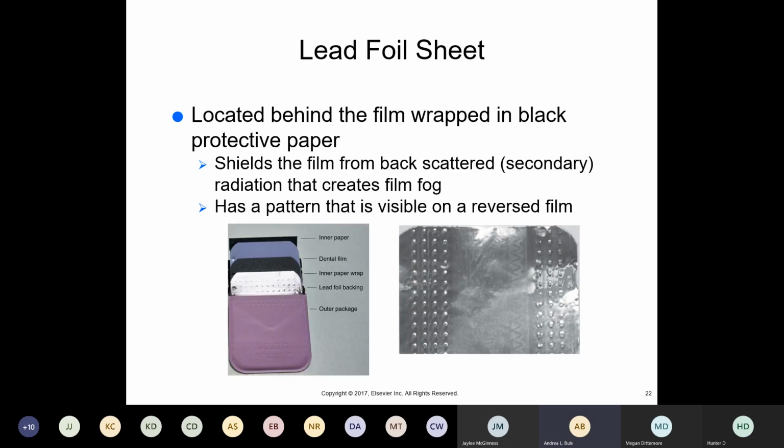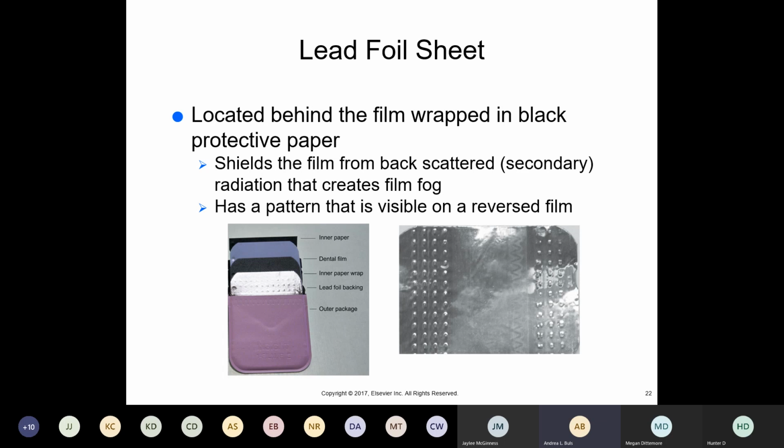Then, like I said, there's the lead foil sheet that is located behind the film that is wrapped in that black paper. And it shields that film from any backscattered or secondary radiation, because if that was allowed to come back and hit the film, it would create fog on the film. It would make the film less diagnostic.